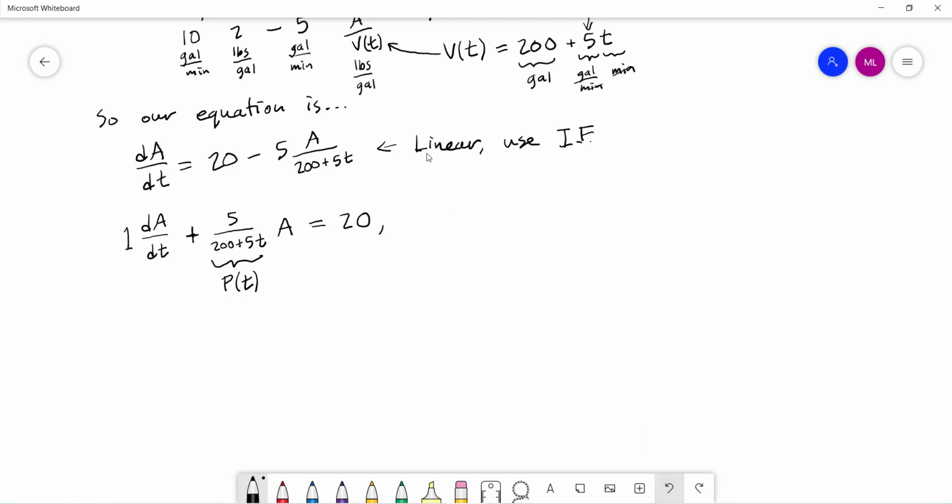so let me write that, our integrating factor, which is mu of t, is going to be e to the integral of this times dt. So e to the integral of 5 over 200 plus 5t dt. This thing is ugly, but not terrible. You could basically do this with, again, another u substitution, and we could go from there.